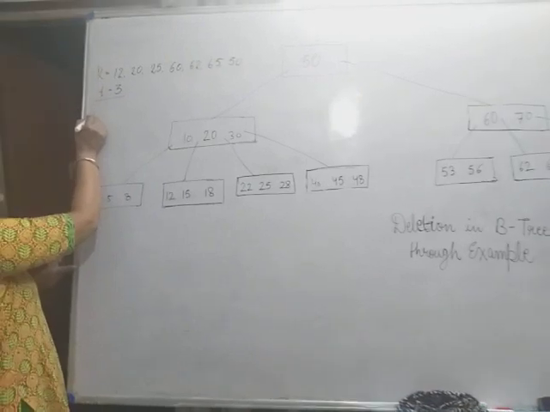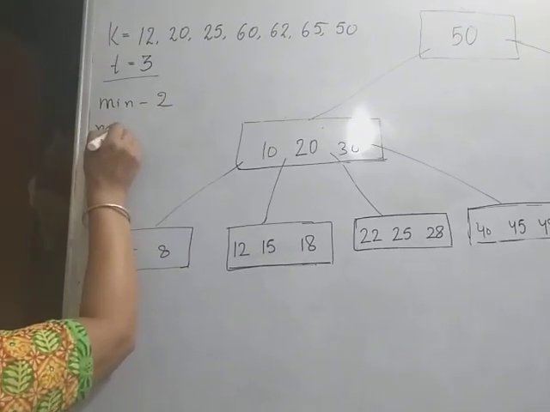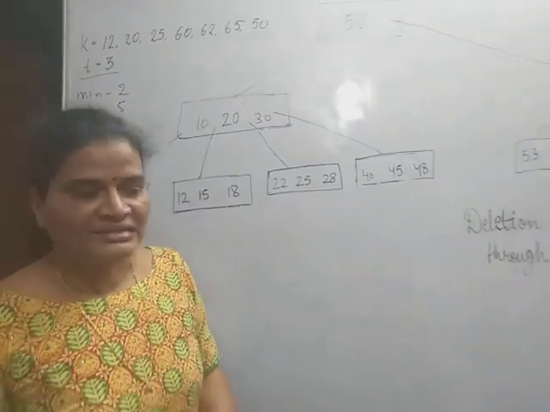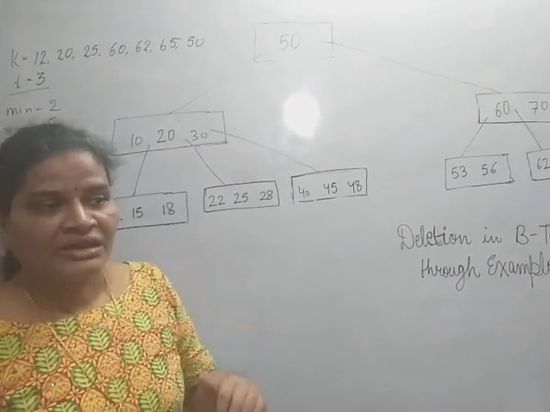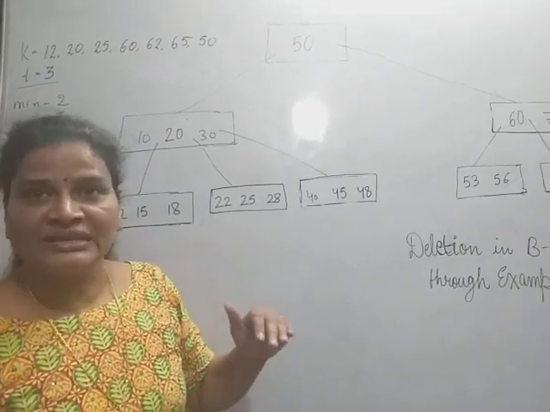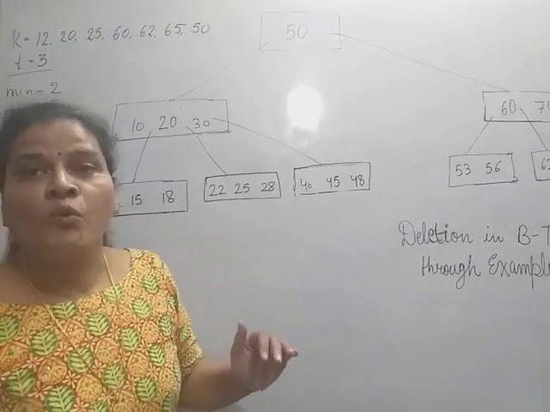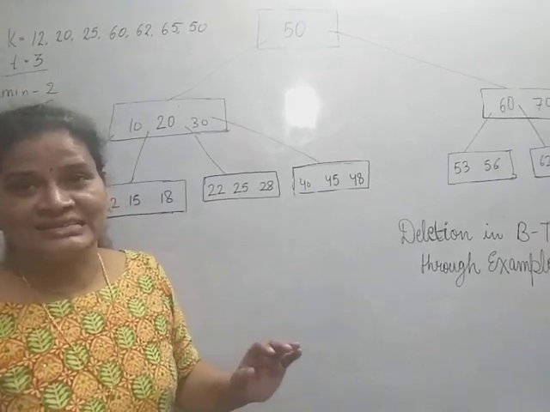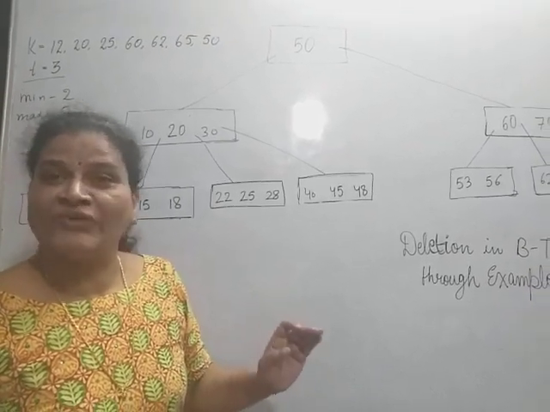So the minimum number of keys in any node is 2 and the maximum number of keys is 2t minus 1, that is 5. As I told, in the deletion case, whenever we move from the root to the leaf node, every node in the path must contain t number of keys, one more than the minimum number of keys, and this condition doesn't hold for the root. The root can contain at least one key.